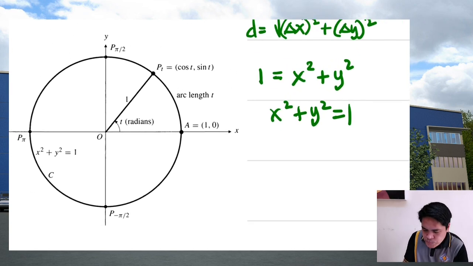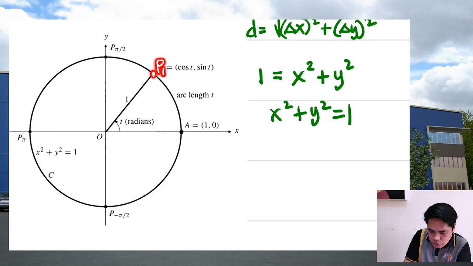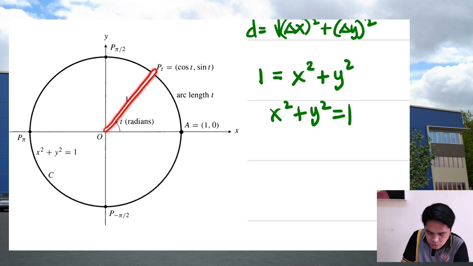Now, suppose we consider this point and we call it point P sub t. Here, t describes this angle. Since the angle here is equal to t, we call this point the point referred to when we have the central angle equal to t. This is now the arc length of the angle t. And remember, this is a unit circle.